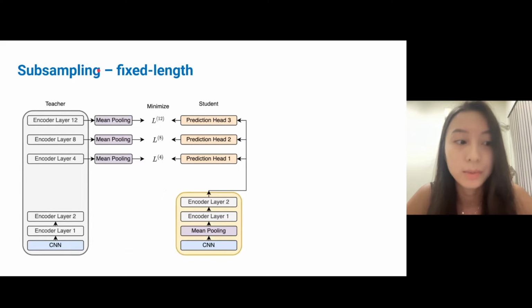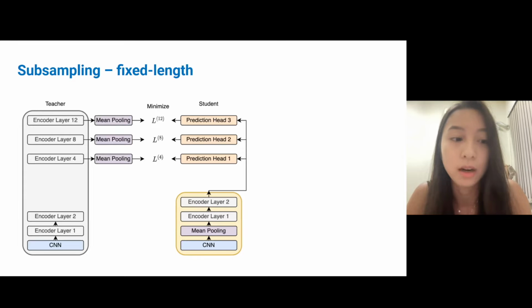We explore two types of subsampling, fixed length and variable length subsampling. The fixed length subsampling is a naive approach, typically using a convolution layer or mean pooling. So the fixed length subsampling serves as a baseline for our proposed variable length subsampling. For our fixed length subsampling baseline, we simply apply an average pooling layer on both the student and the teacher model. And the subsampling rate is controlled by changing the pooling stride.